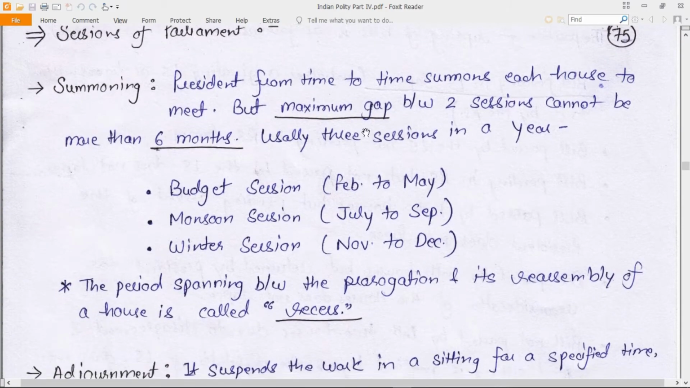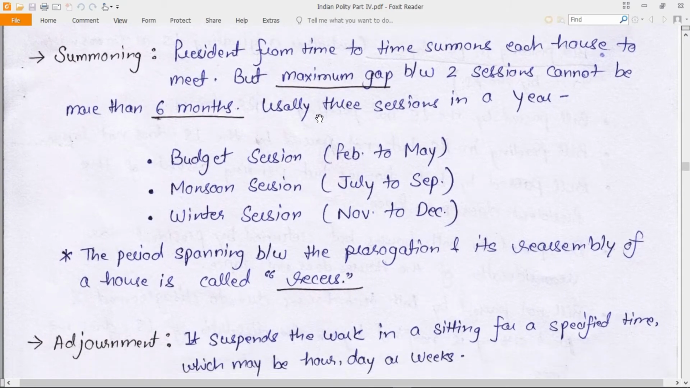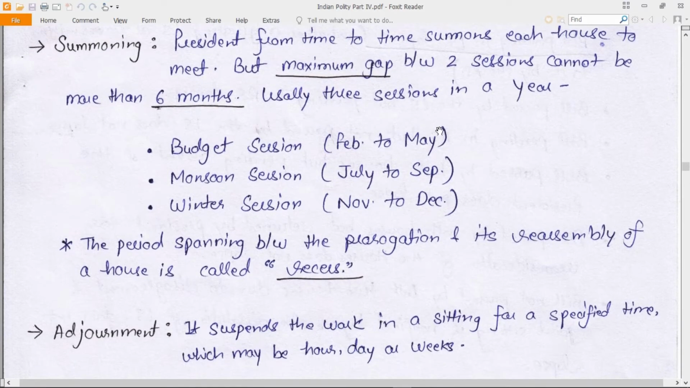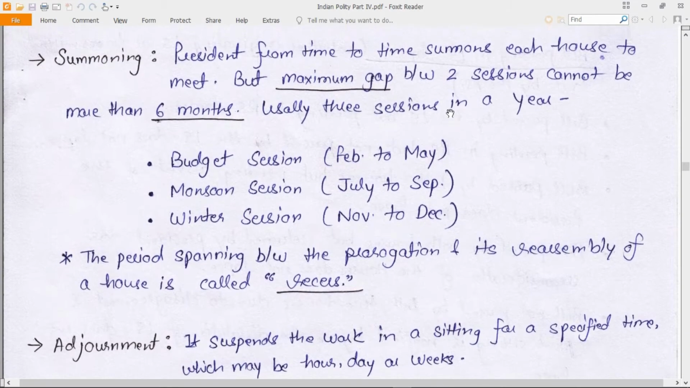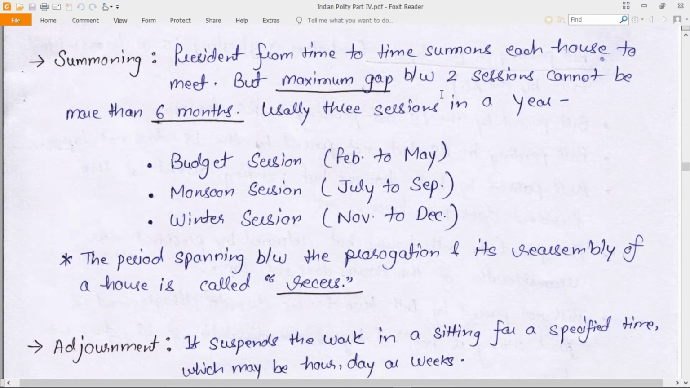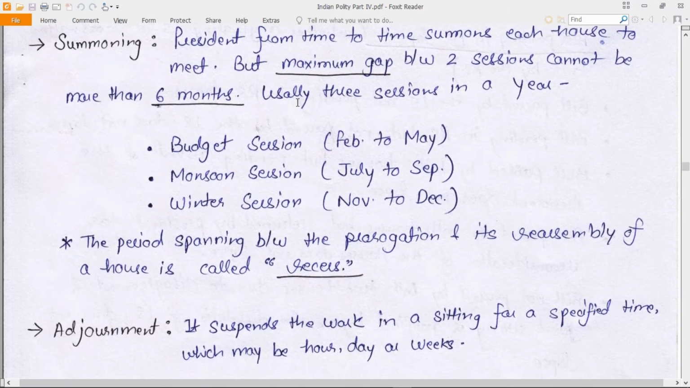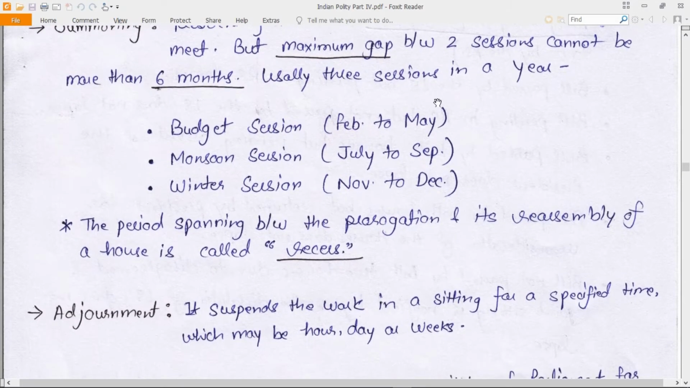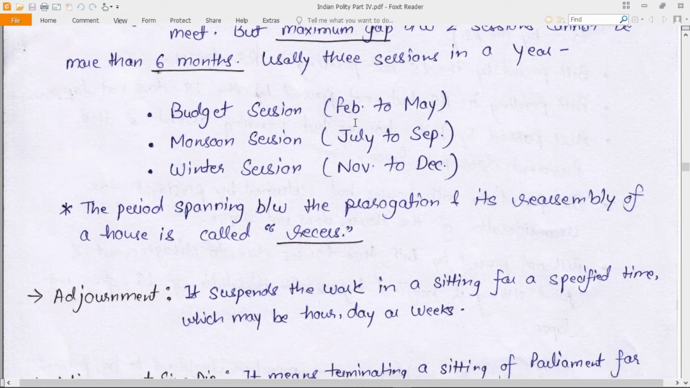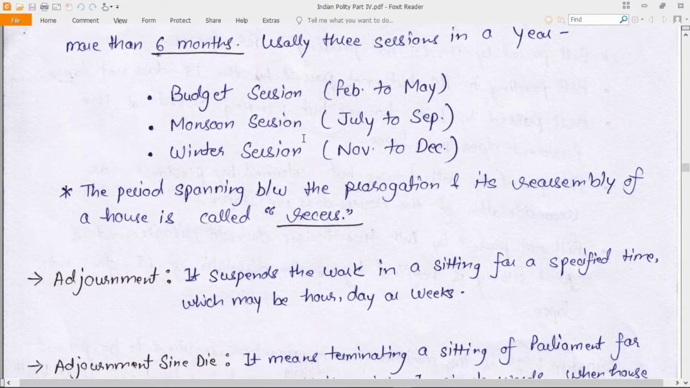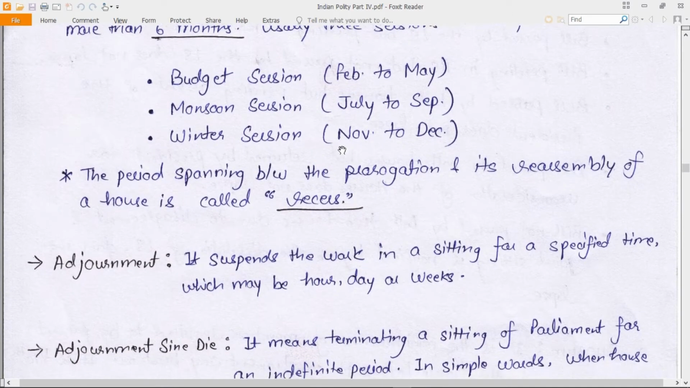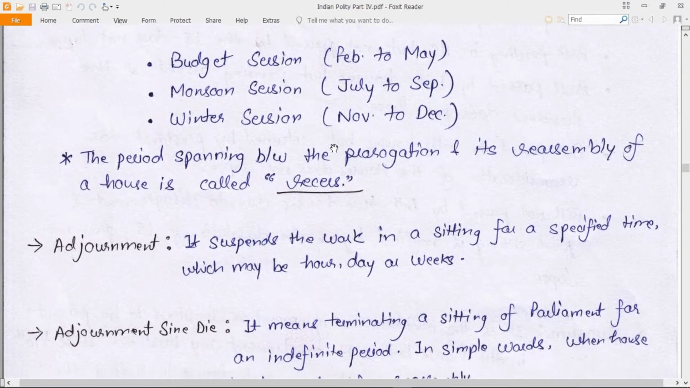Now, sessions of Parliament. Let's talk about summoning. The President from time to time summons each House to meet, but the maximum gap between two sessions cannot be more than 6 months. Usually, three sessions are held in a year: Budget session from February to May, monsoon session from July to September, and winter session from November to December.